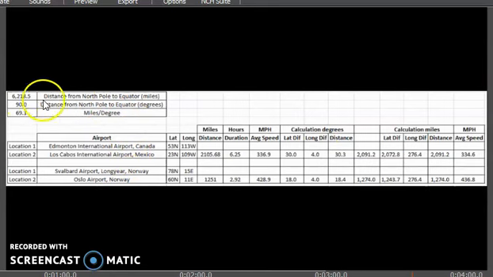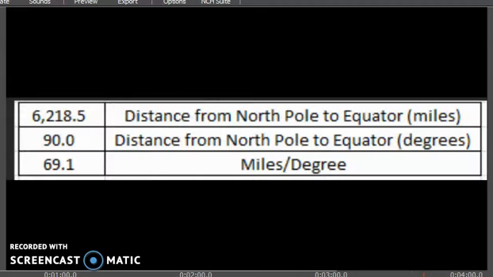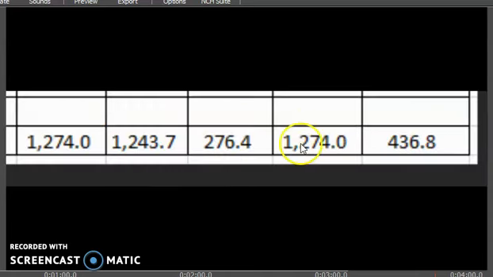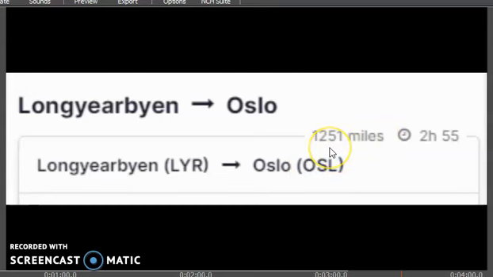I then took the distance from the North Pole to the equator in miles, which was 6,218.5, divided by 90 degrees. This distance equals 90 degrees, so it results in 69.1 miles per degree. I then calculated the flight path in degrees and converted that to miles. And so 6,218.5 is the distance from the North Pole to the equator, divided by 90 degrees. It gives you miles per degree. And the conversion results in 1,274 miles compared to the 1,251 miles.